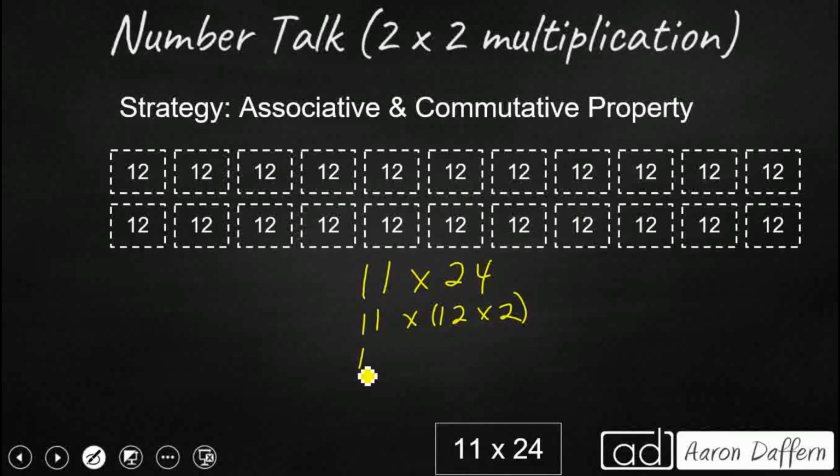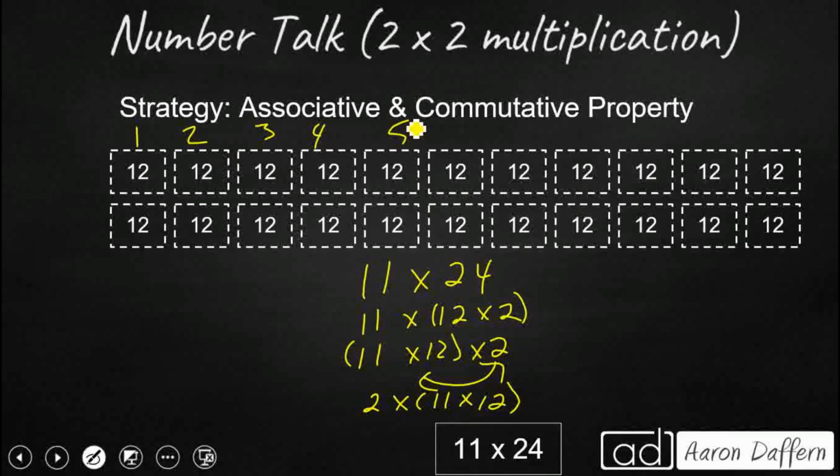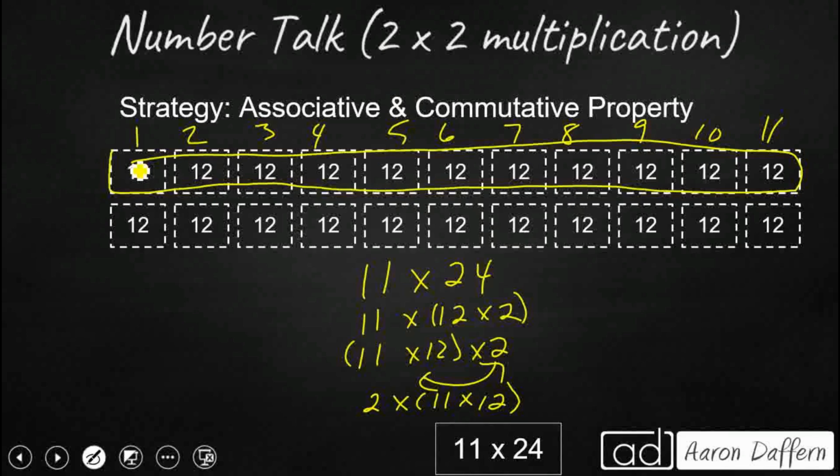So once again, we're going to shift our parentheses here. So that's going to be 11 groups of 12. But now let's just flip the order here. Let's do 2 groups of 11 groups of 12. So I've got 1, 2, 3, 4, 5, 6, 7, 8, 9, 10, 11 groups of 12. So I know what 11 times 12 is. That's going to give me my 132. And I've got 2 groups of those, so I just take my 132 and I double it. And I'm going to get 264.